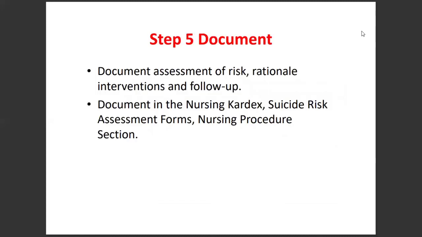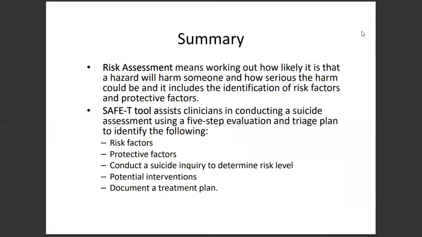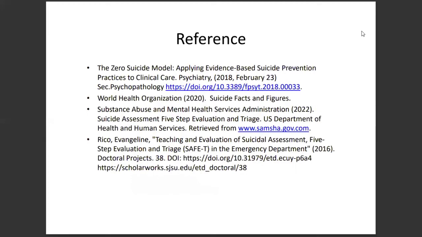Last step is documentation: documenting the assessment of risk, rationale, interventions, and follow-up. We should document it in the nursing Kardex, suicide risk assessment forms, and nursing procedure section. As a summary, risk assessment means working out how likely it is that the hazard will harm someone and how serious the harm could be, which includes identification of risk and protective factors. The safety tool assists clinicians in conducting a suicide assessment using a 5-step evaluation and triage plan: identifying the risk factors, identifying protective factors, conducting a suicide inquiry to determine risk level, implementing potential interventions, and documentation of a treatment plan. So these are the reference.